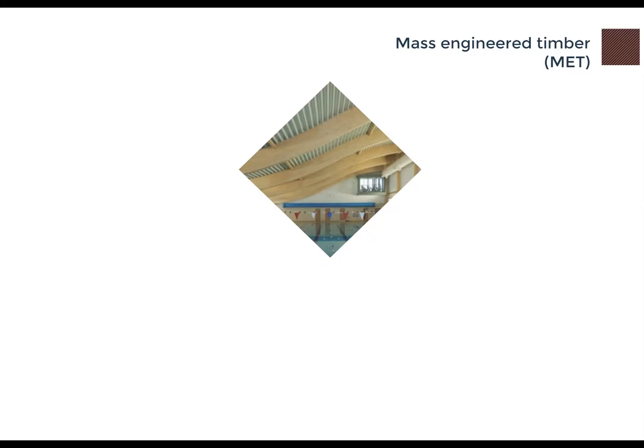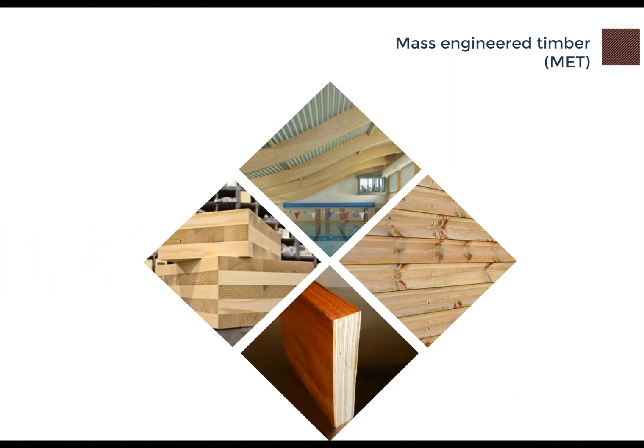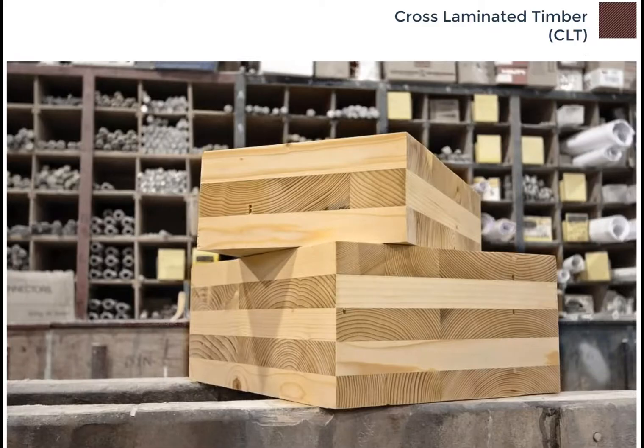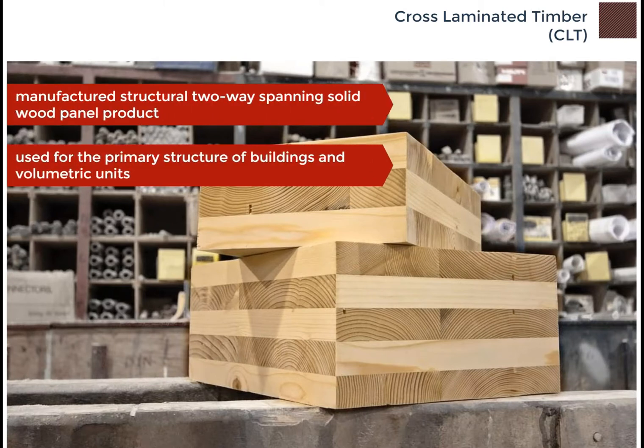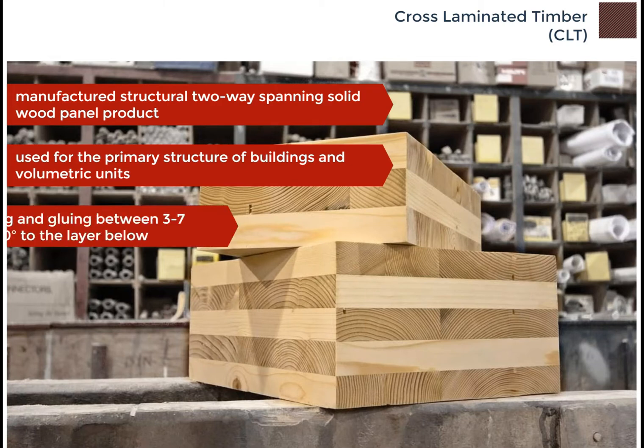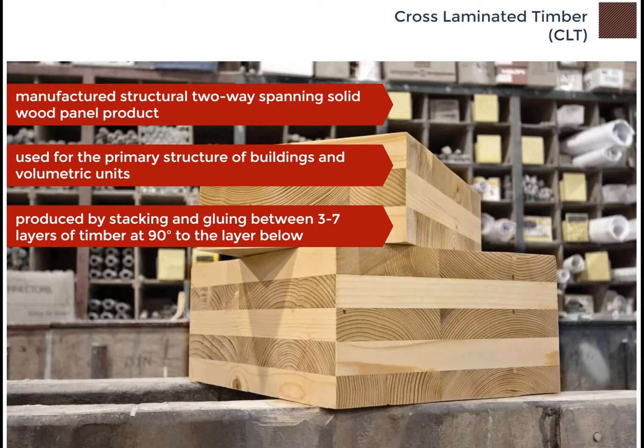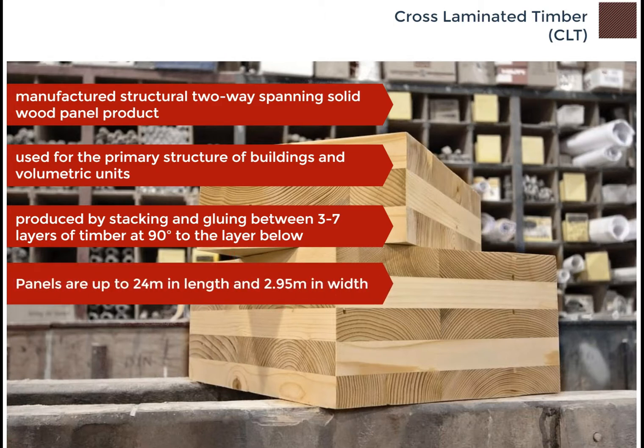Engineered timber covers several different products with different characteristics. Cross-laminated timber, CLT, is a manufactured structural two-way spanning solid wood panel product used for the primary structure, floors and walls, of buildings and volumetric units, produced by stacking and gluing between 3 and 7 layers of timber, known as lamellas, at 90 degrees to the layer below. Panels are up to 24 metres in length and 2.95 metres in width.